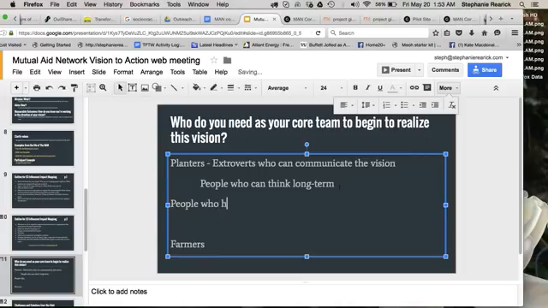People who have credibility and influence, they already have people who listen to them, and then who share the values of the mission. Great.